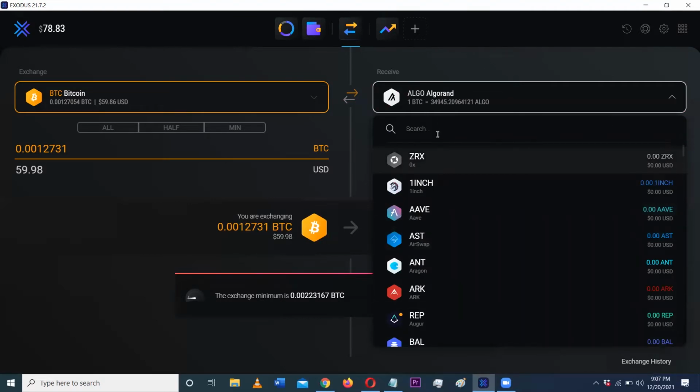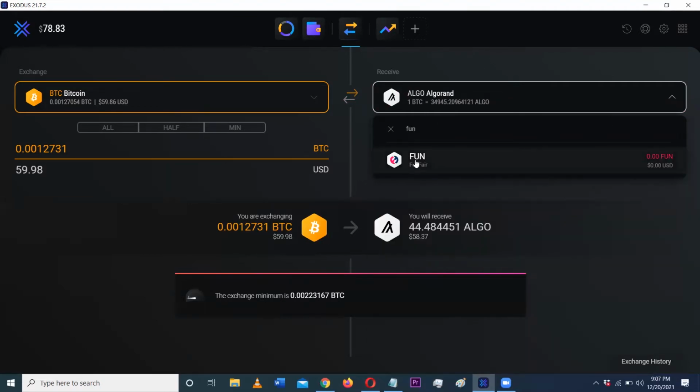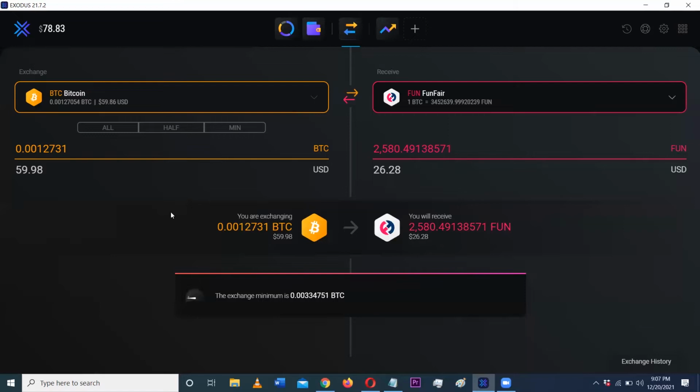Let me see if they have Fantom. This is a personal favorite of mine. It seems they don't. But if I did have it, you just click a button here and then boom, your Bitcoin becomes Fantom, or your Bitcoin becomes Ethereum. And then you can convert it back from Ethereum to any currency you want. So it's not a very difficult thing. It just helps you convert one currency to another.